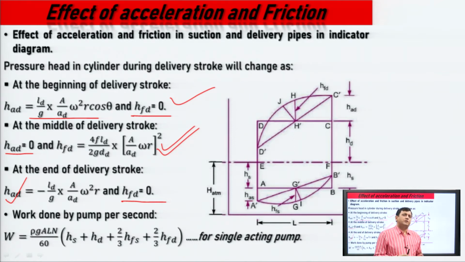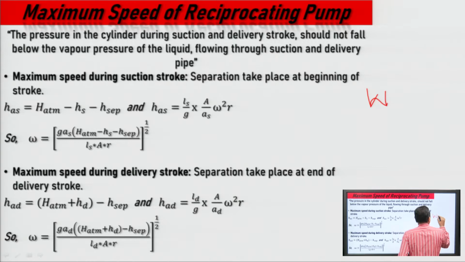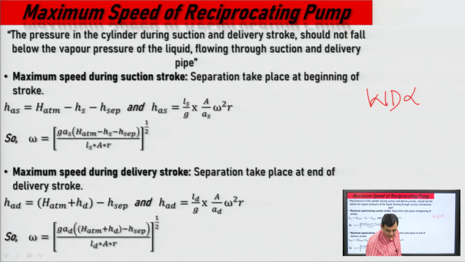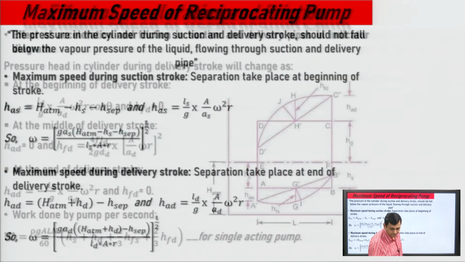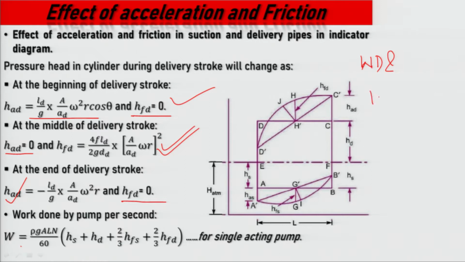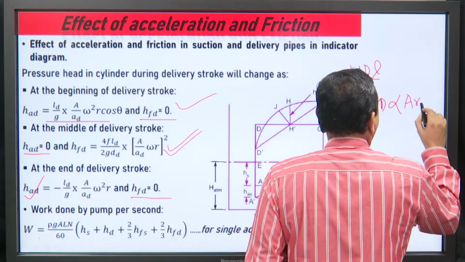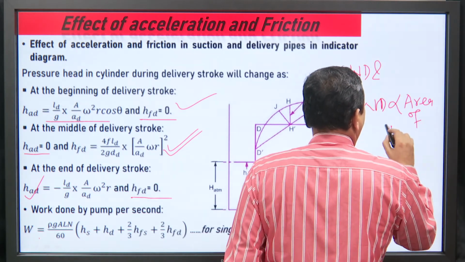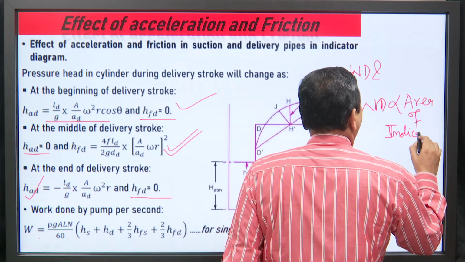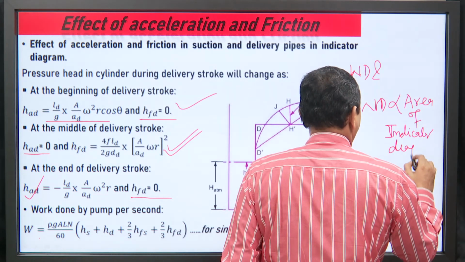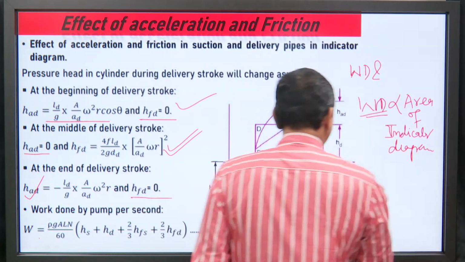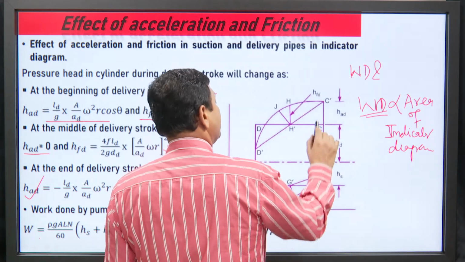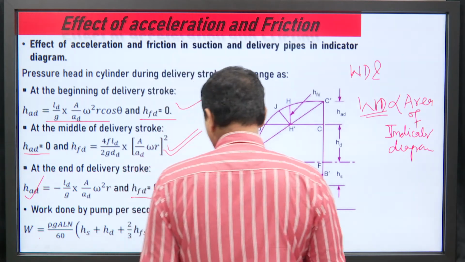So, what about the work done? Remember the work done of the reciprocating pump. The work done is proportional to the area of the indicator diagram. In this case, the area of the indicator diagram remains the same. What is the area of the indicator diagram?